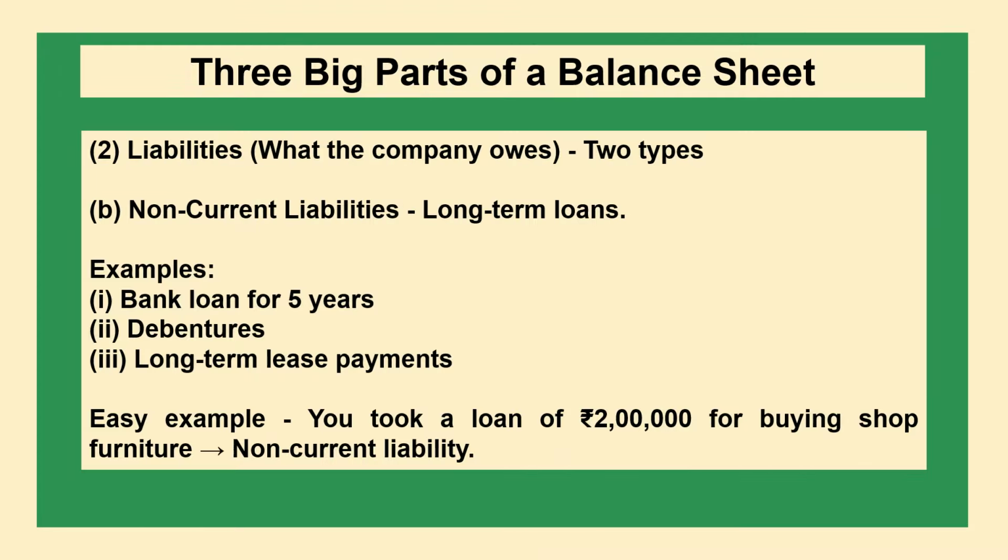Non-current liability is long-term loans. With examples: bank loan for 5 years, debentures, the long-term lease payments. Easy example: you took a loan of rupees 2 lakh for buying shop furniture. That is non-current liability.